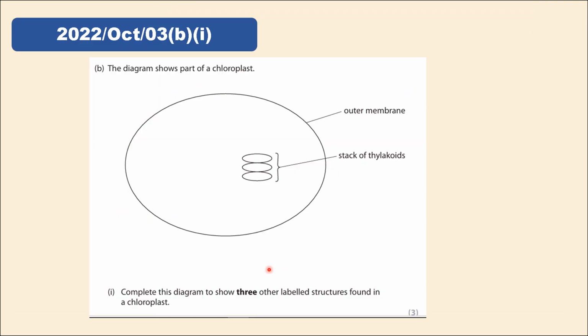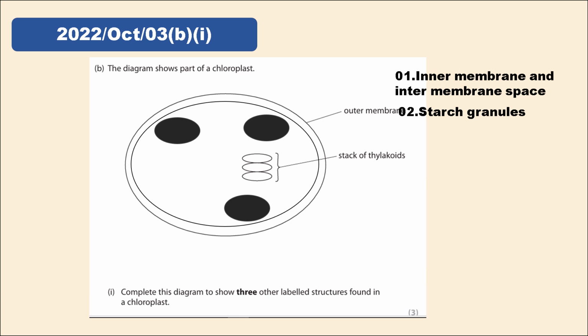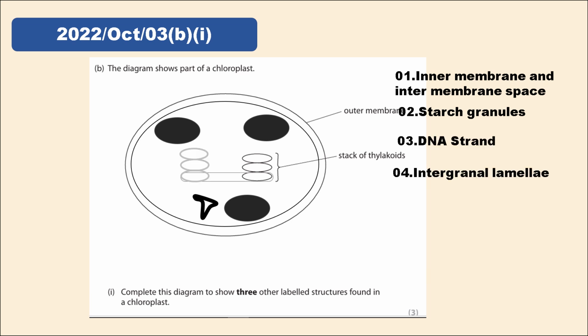Again, you have to complete the structure of the chloroplast. You can draw any three labeled structures except outer membrane and stack of thylakoids, because they have already been provided to you. You can draw inner membrane and intermembrane space, starch granules, DNA strand, intergranal lamellae, the membrane that connects two stacks of thylakoids, ribosomes, and finally lipid molecules.